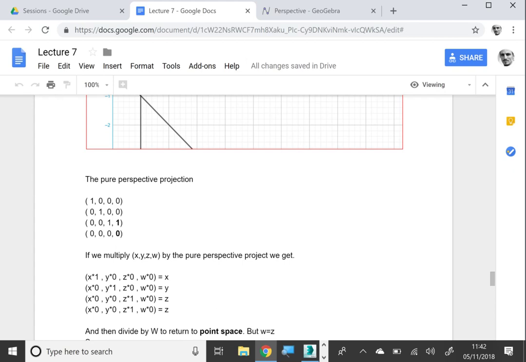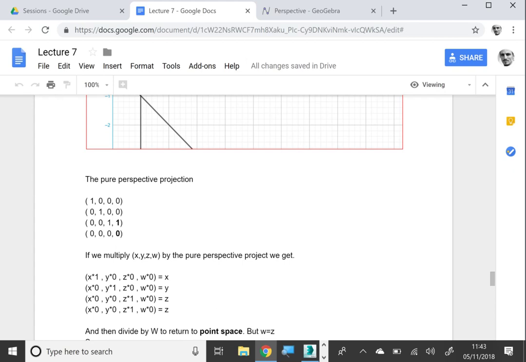So, if we multiply our x, y, z by the pure perspective projection, we get x times 1 and everything else times w times 0.